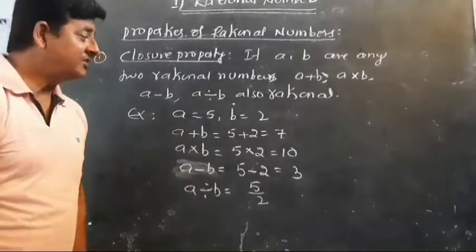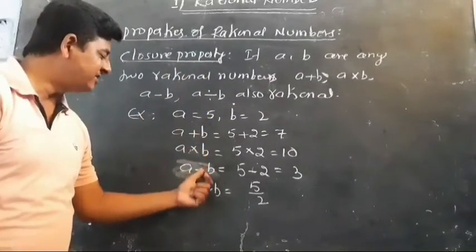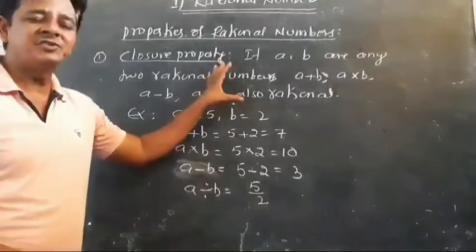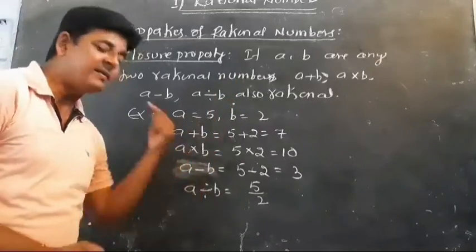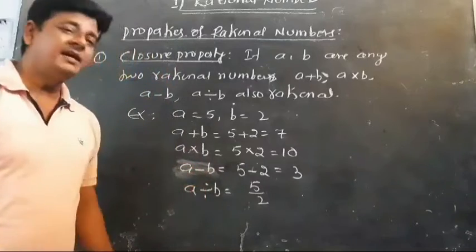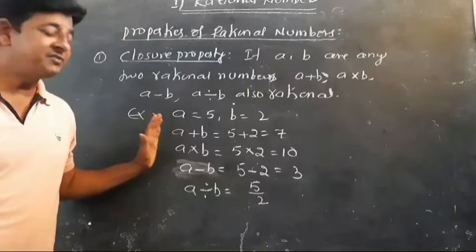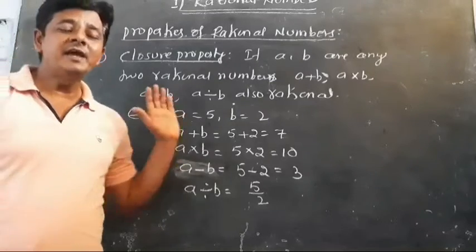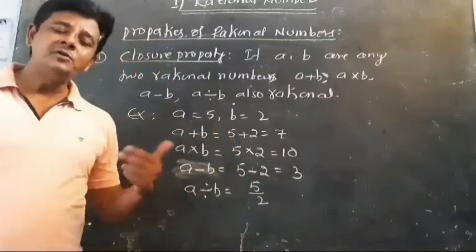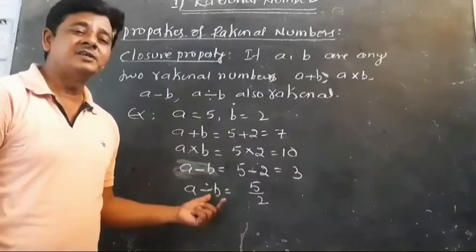Understand? So for rational numbers, closure property is applicable in addition, multiplication, subtraction and division. Since we are taking the properties of rational numbers, we are taking the 4 fundamental operations: addition, multiplication, subtraction, division. It is the form of closure property. If a, b are any two rational numbers, a plus b is also rational, a into b is also rational, a minus b is also rational, a divided by b is also rational.